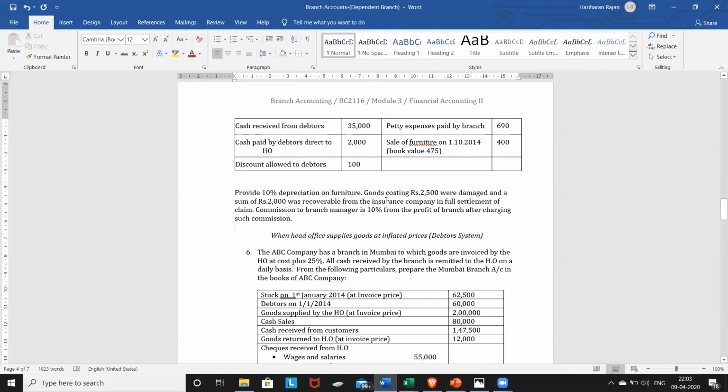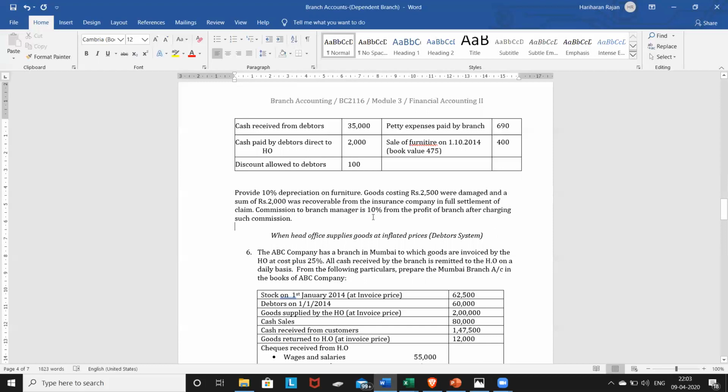Remember one piece of information very clearly. Any loss which has occurred, normal or abnormal, should not be recorded in the branch account, but the amount which is received by the branch for the claim should be remitted to head office. Commission to the branch manager is 10% of the profit of the branch after charging such commission. So there is some adjustment related to commission. Once we are done with the entire problem, we have to identify the profit and charge commission. There is a formula for this which we will understand.